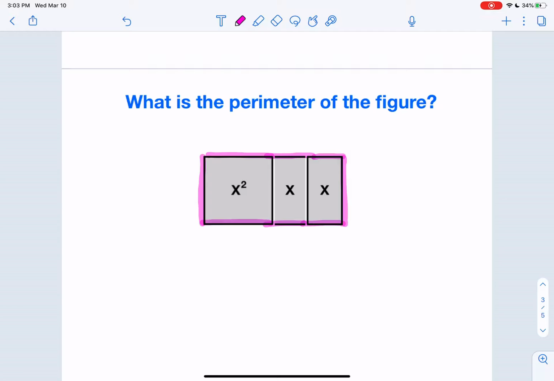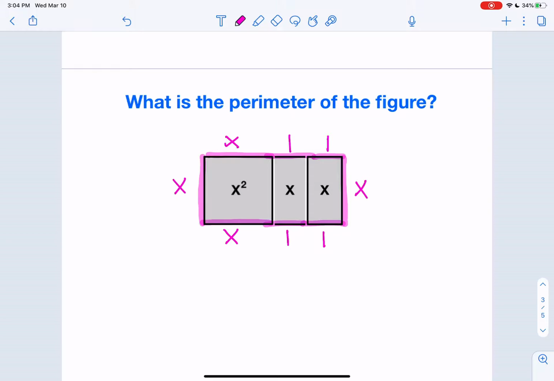Well, we just saw what each side length was for the tiles, so we can go ahead and fill them in. For the top, I know that the side length for x squared is x. And it's a square, so all the sides for that tile equal x. And I know for the x tile, the width is 1, and the length is x.